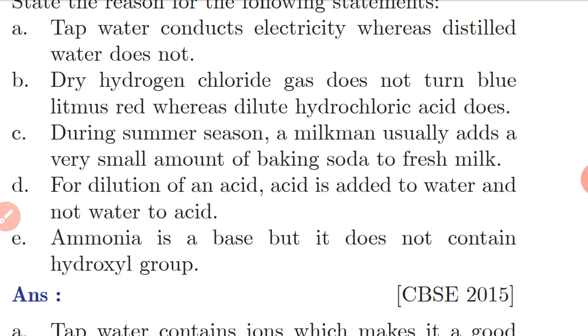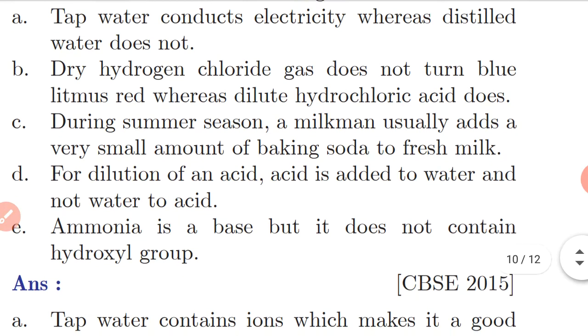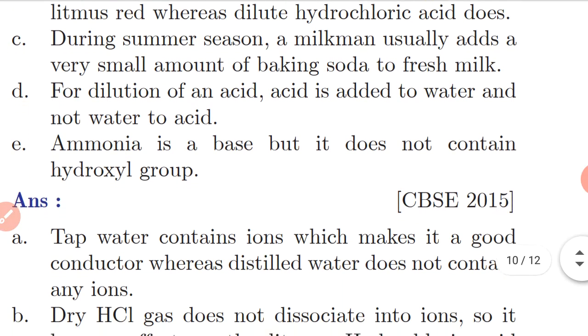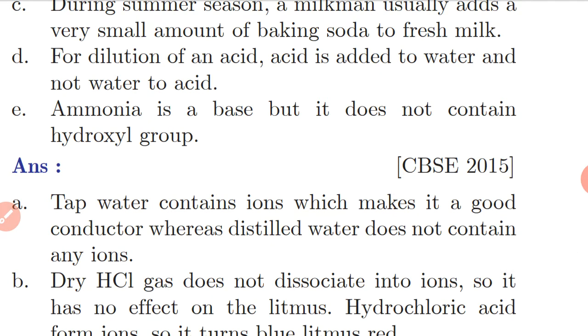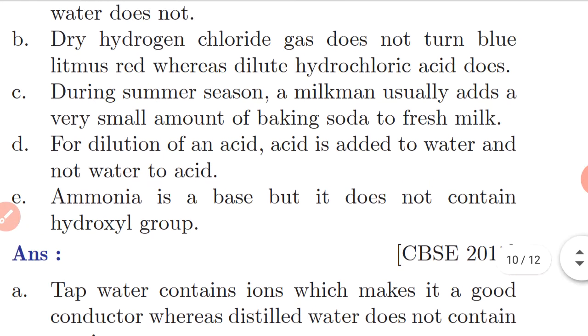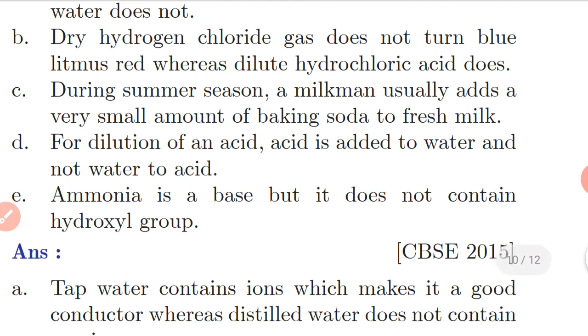So first question is tap water conducts electricity whereas distilled water does not conduct, because tap water contains ions which make it a good conductor, whereas distilled water is pure water and it does not contain any ions. So tap water conducts electricity due to presence of ions in it. Understood. Next, B part is dry hydrogen chloride gas does not turn blue litmus red.